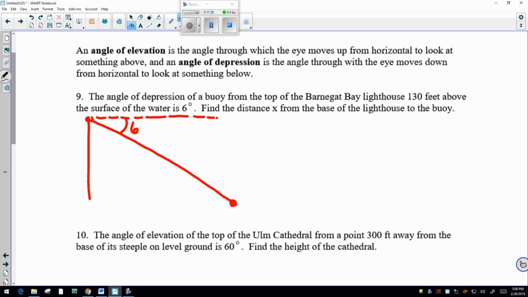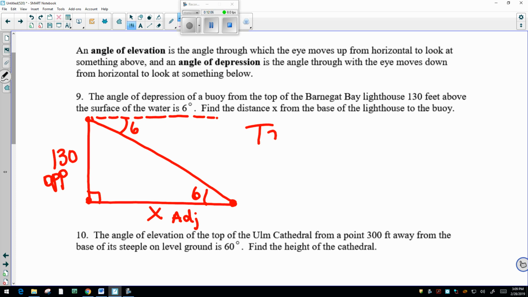It says we have to find the distance from the base of the lighthouse, which is here, to the buoy. So they're saying find this. We know the lighthouse is 130 feet, and I have to find this distance. If you go back to your days of geometry, this angle of depression and this bottom angle of the triangle are alternate interior angles, so they're equal. That puts the angle of depression into your triangle, and now you can do some basic trig: 130 is our opposite side, x is our adjacent side, and that's going to allow us to use the tangent ratio.